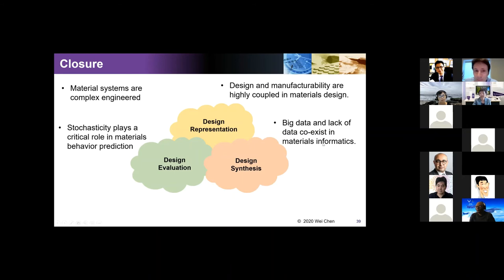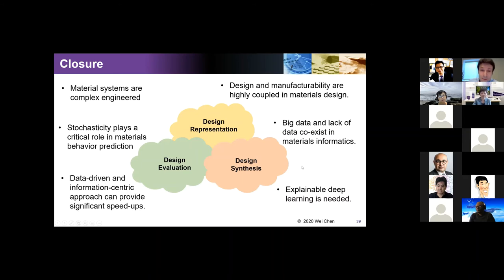And the big data and the lack of data coexist in this area called material informatics. And the methods that we're all developing, data-driven methods, we also call it an information-centric approach, right? How we pick samples is based on the information, the quantification of the uncertainty, or some people call it value of information, right? Those kinds of approaches can really provide a significant speed up.